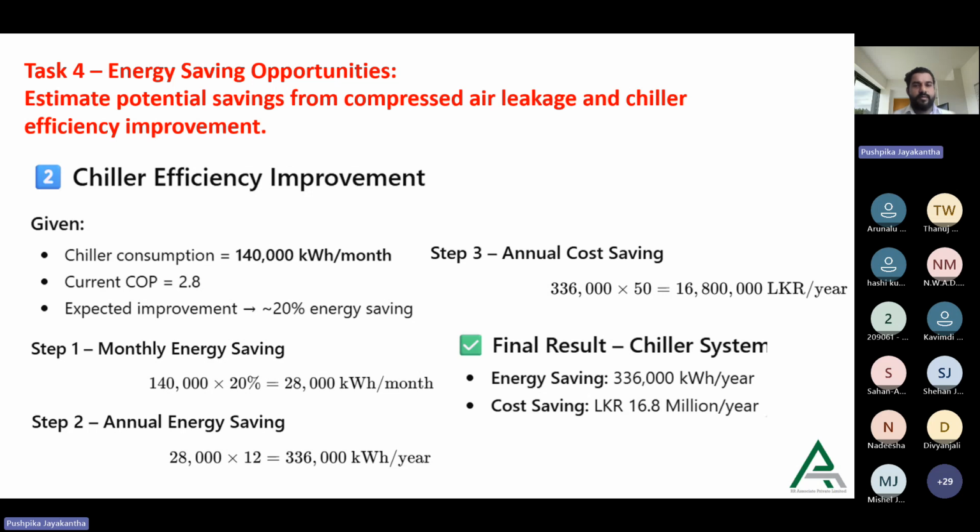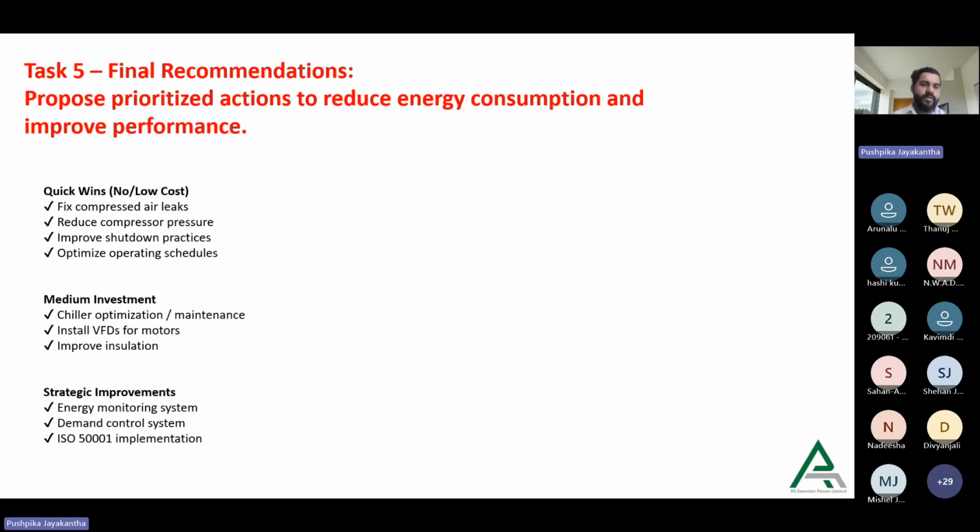So then the next one, prioritize actions to reduce energy consumption and improve performance. So it is actually very clear. We discussed these things. There are some quick wins, no-cost and low-cost programs. Easily you can fix compressed air leakages, reduce the compressor pressure, improve shutdown practices, and optimize operating. Those kinds of quick saving activities.